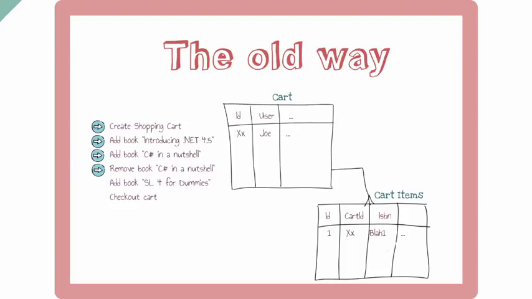Pretty simple logic. This is what we all do. And then you add another book. Another entry gets added over here, and you finally check out. A whole bunch of other things happens, right? It takes a credit card number or whatever it is, and then you finally check out. This is one way of doing it.